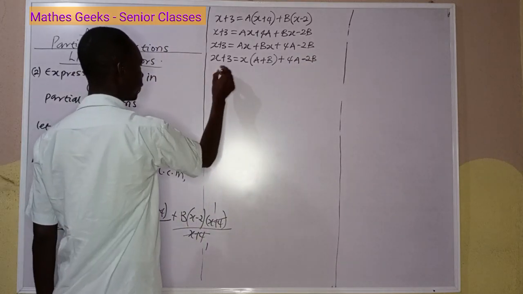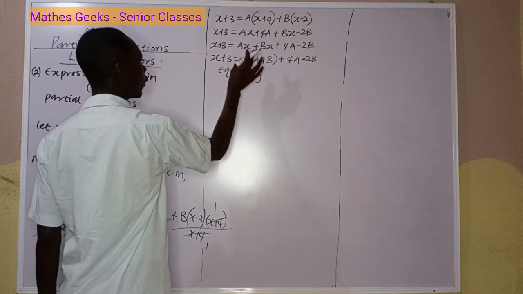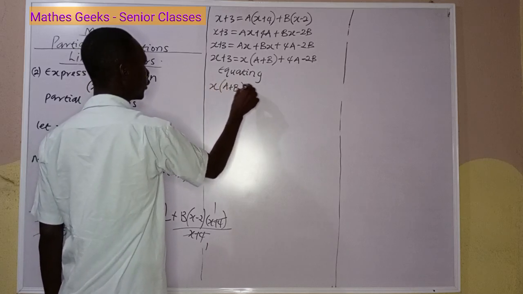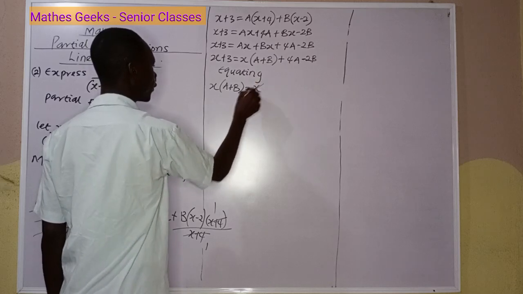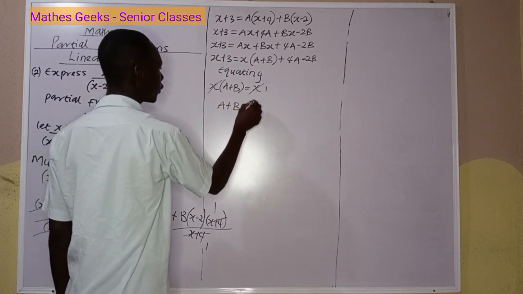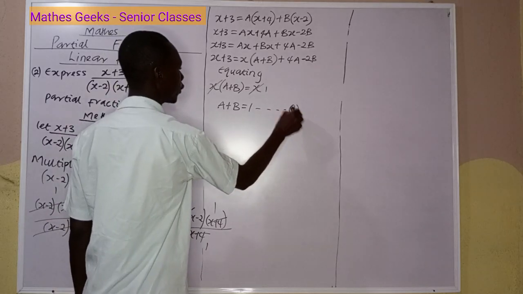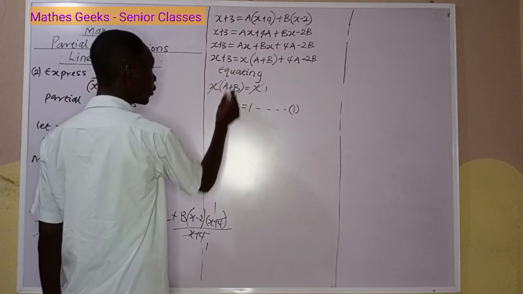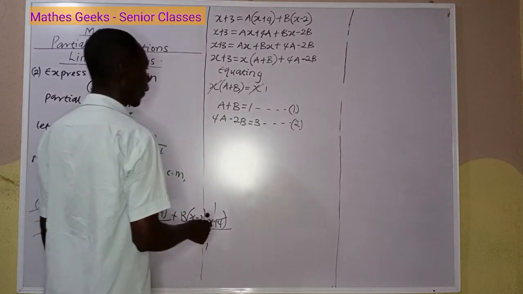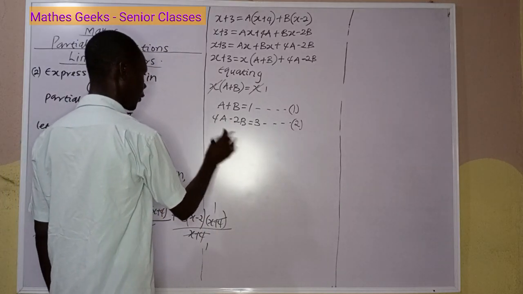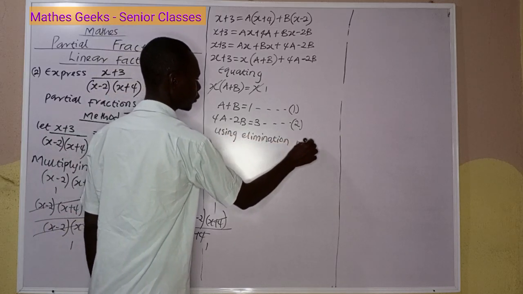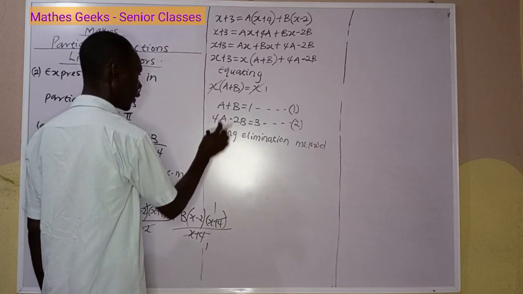Okay, so equate x with x. So say x times a plus b equals to x, and then this will cancel this, so you'll be left with 1. So a plus b equals to 1, just equation 1, and then 4a minus 2b is equals to 3, equation 2. Okay, I'm going to use elimination method this time around. Using elimination method, I'll multiply equation 1 by 4.